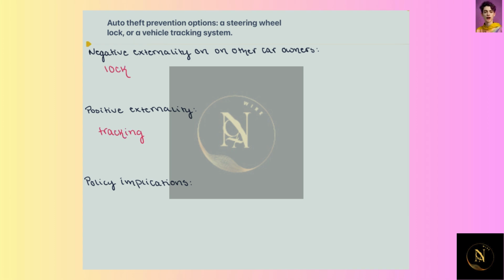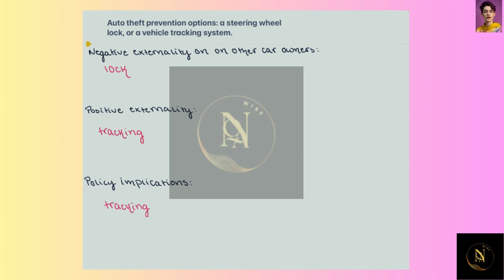And policy implications here, if we think about these differences between the negative and the positive externality, we may want to go with the theft prevention option that results in only these positive externalities. So in this case, we'd probably want to implement these tracking systems. Because if policy were to allow these steering wheel locks, supposing that they became widely popular, well, we may start to see more accidents on the road.